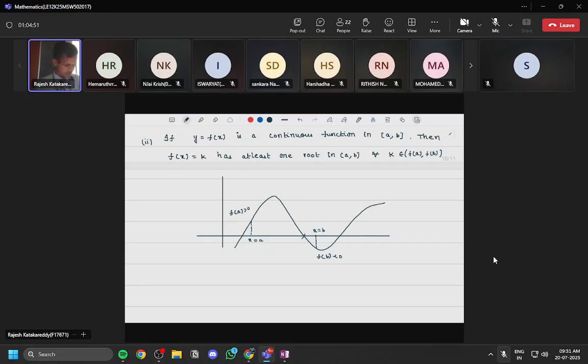So now let us see some problems on this. Maybe one or two before going to differentiability. Let us find some easy problem.